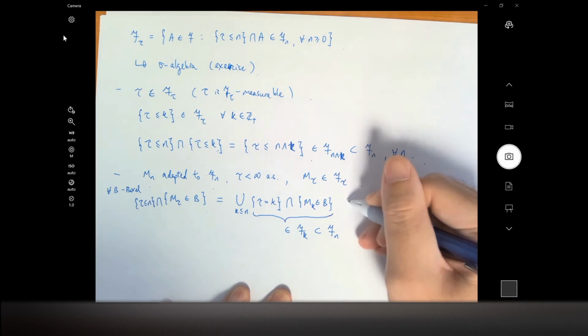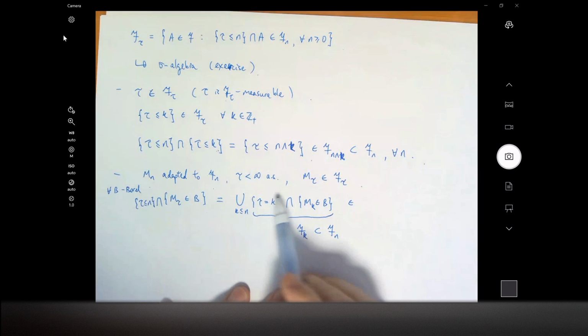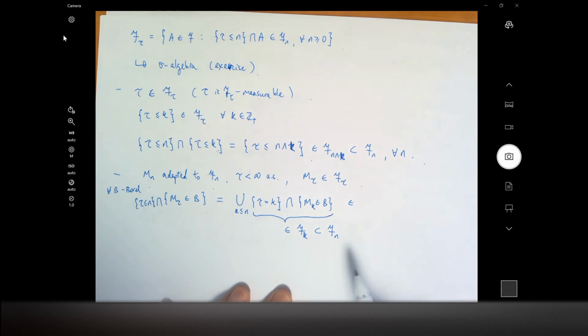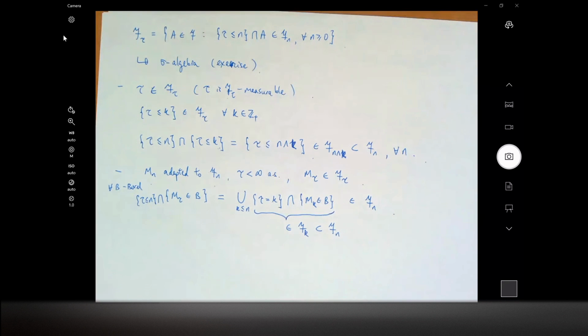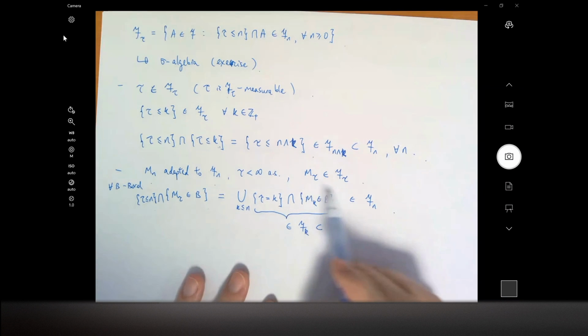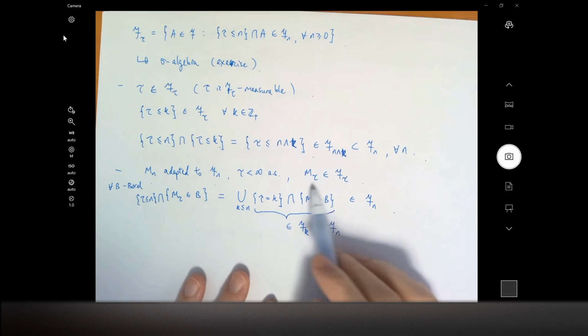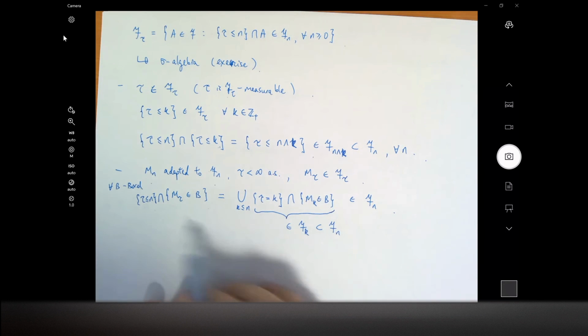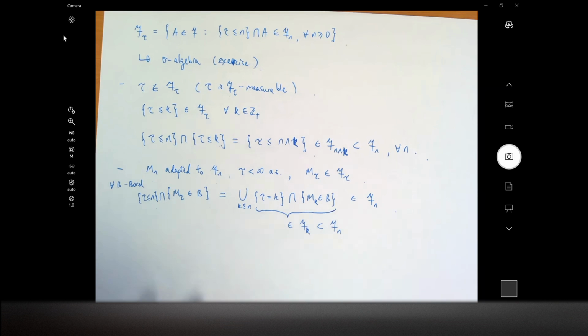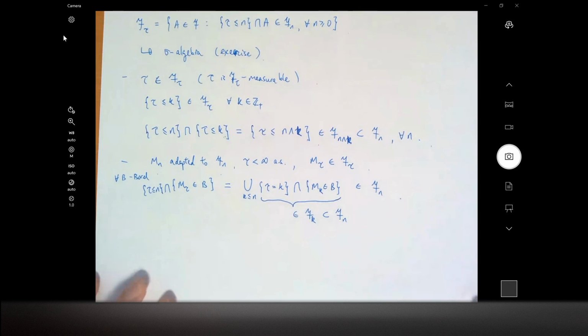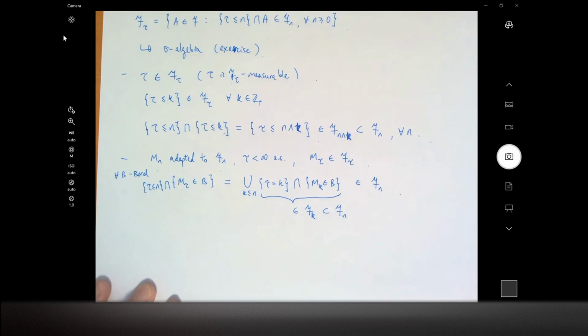So all the terms inside this union are inside F_n, so the union will be inside F_n. Okay, so then we get this visually appealing result. But of course, you cannot immediately say that this is true without the proof. Okay, any questions out of here?